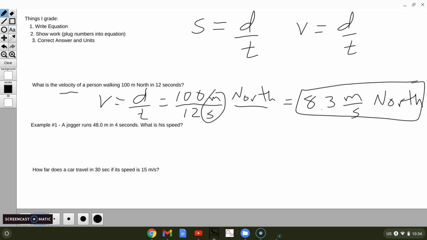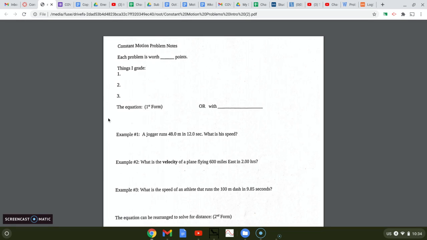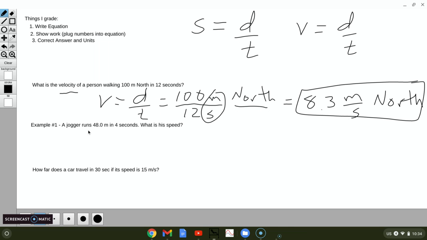Okay? So really, it's not all that difficult, guys. You just get your equation, put the numbers in the appropriate spots in the equation, and then it's just calculator time after that. Okay? So let's do example number 1 together. Now, this one is off of the worksheet. Here it is. Example 1, a jogger runs 48.0 meters in 12.0 seconds. What is his speed? It's the same problem. Okay? So let's run through this one.